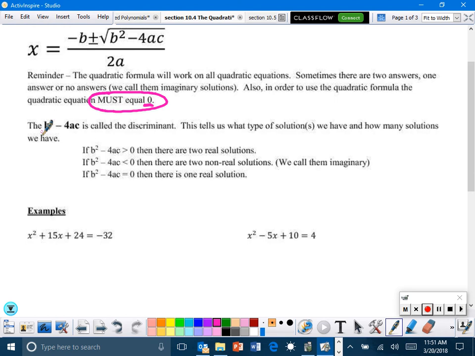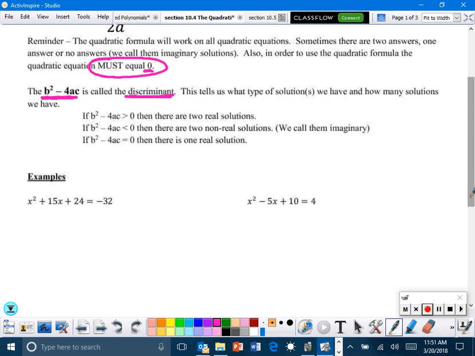The b squared minus 4ac, that is called the discriminant. You may see that on the ACT test, or the MCA test. It just might ask you, what is the discriminant of this problem? Well, the b squared minus 4ac, that is the discriminant. So what does it mean? What does it tell us?